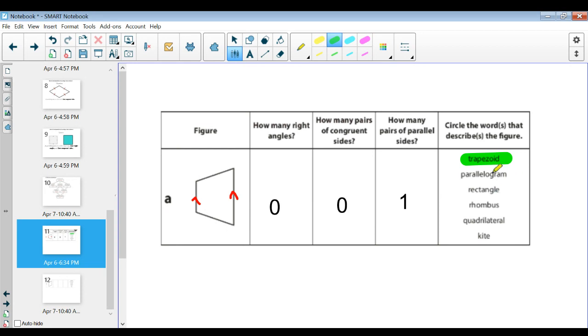And because it's not a parallelogram, it cannot be a rectangle, it cannot be a rhombus. Is it a quadrilateral? Yes, because it has four sides. Is it a kite? No, because it does not have any pairs of congruent sides. So this shape can be classified as a trapezoid and a quadrilateral.